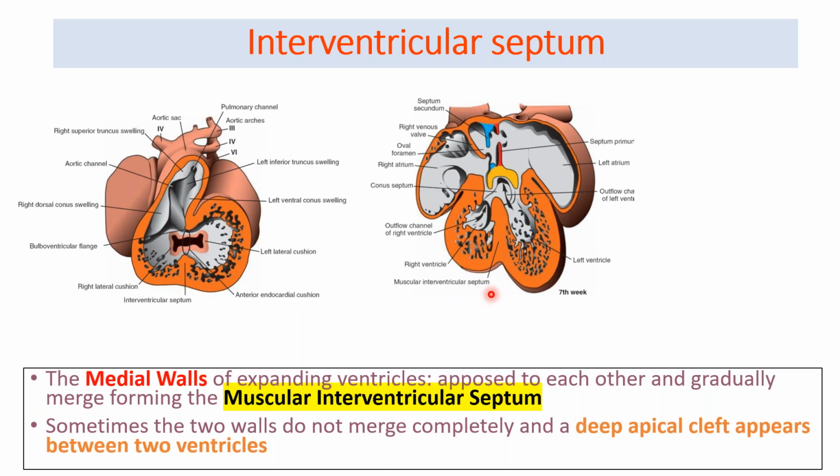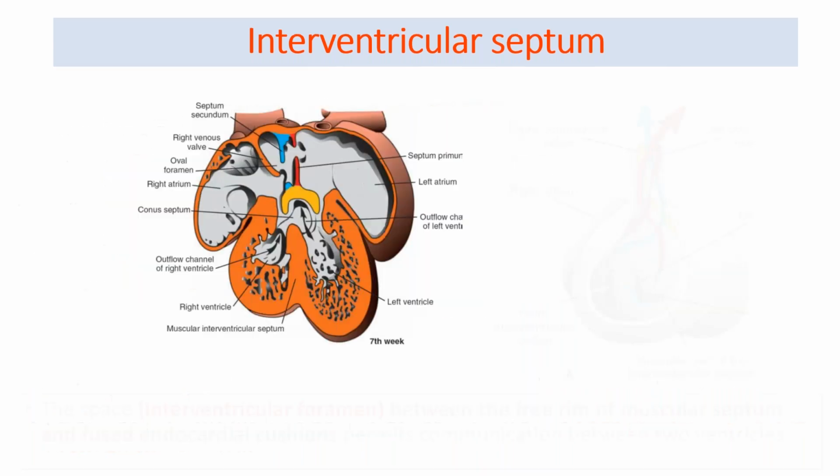Now what happens is the medial wall of the ventricles that we were talking about. This is the medial wall of the ventricles, expanding ventricle. When they are opposed to each other, gradually they merge to create this muscular interventricular septum. This is how the muscular interventricular septum has been formed.